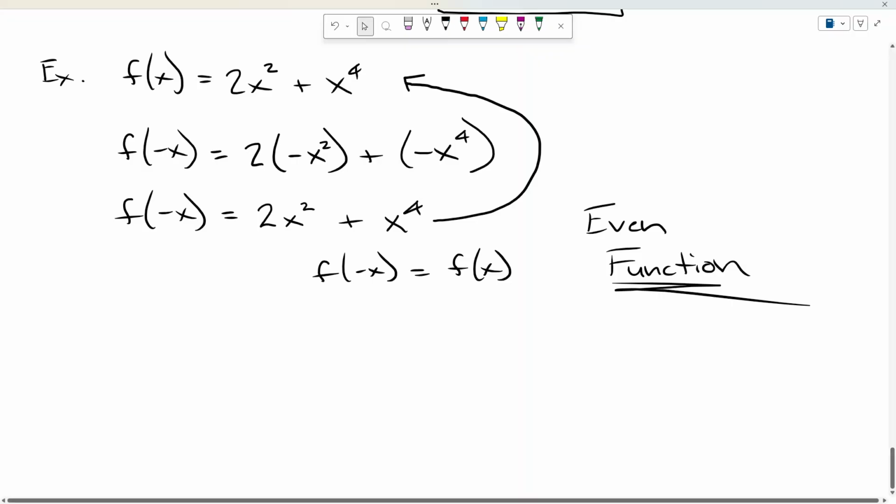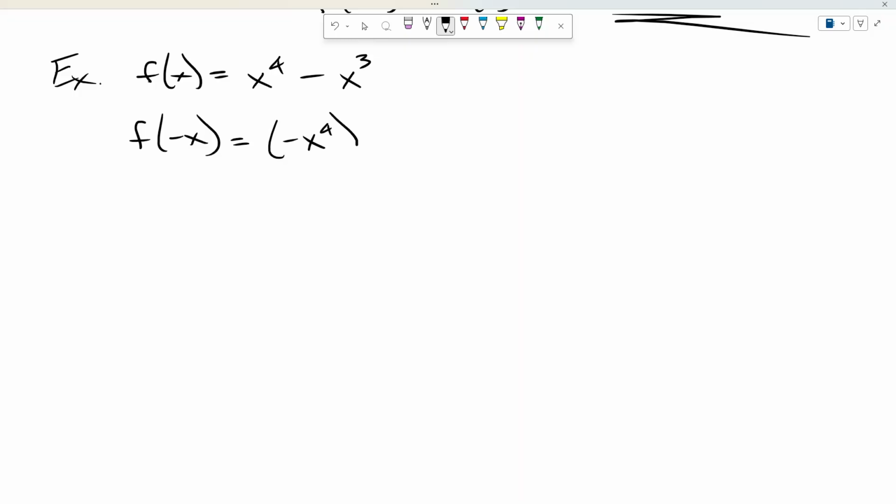And we will try one last one. So f of x is going to be equal to x to the fourth minus x to the third. All right, we know what we have to do first. Plug in f of negative x. Same thing each time. So we have negative x to the fourth minus negative x to the third.